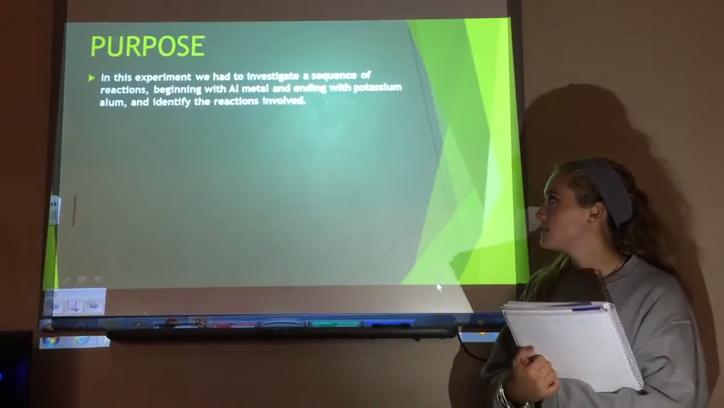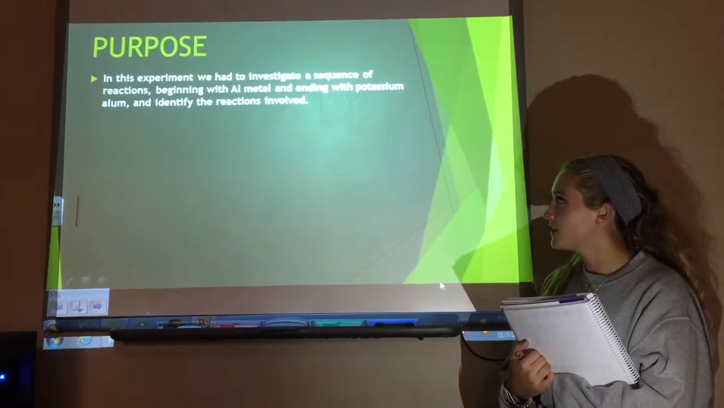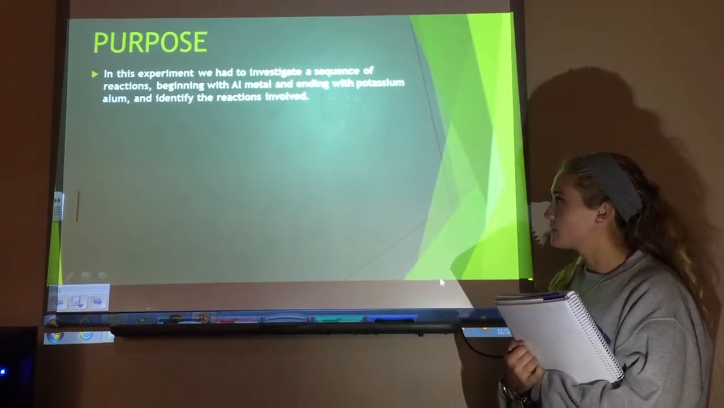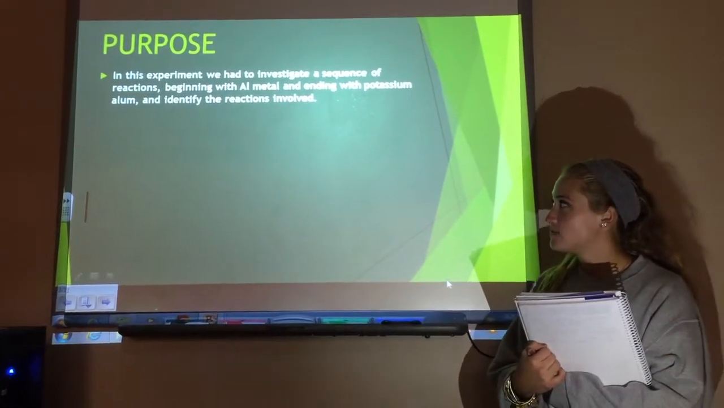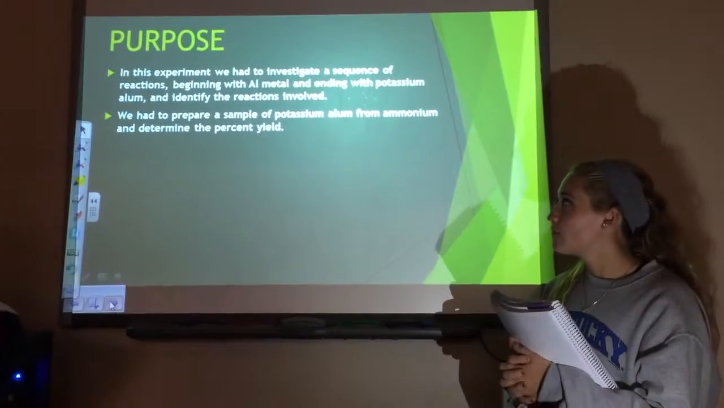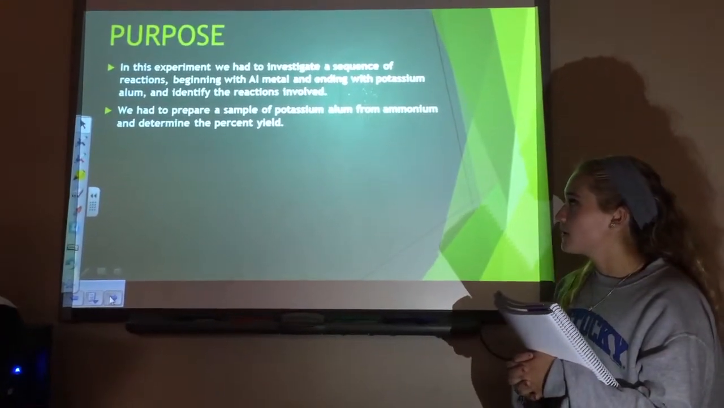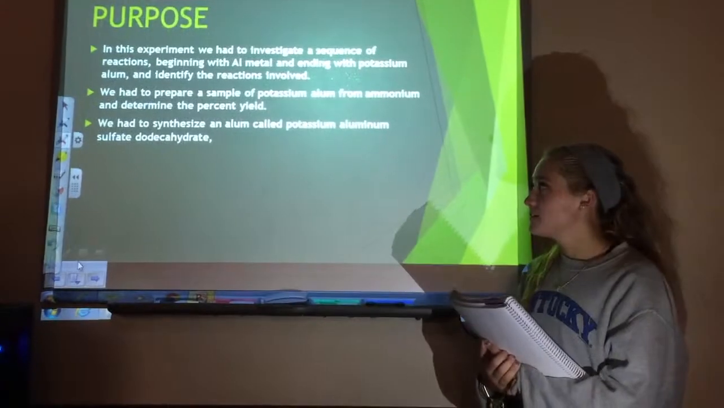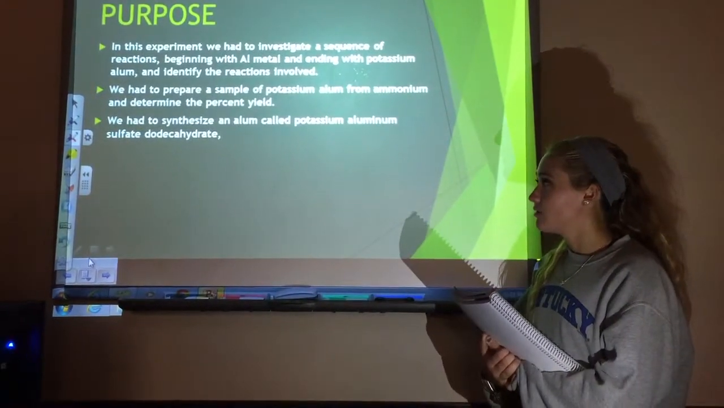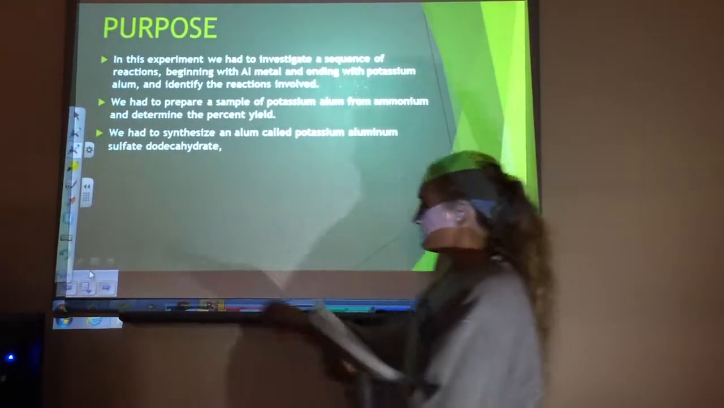In this experiment, we had to investigate a sequence of reactions beginning with aluminum metal and ending with the potassium alum, and identify the reactions involved. We had to prepare a sample of potassium alum from ammonium and determine the percent. We had to synthesize an alum called potassium aluminum sulfate dodecahydrate, and we got this.